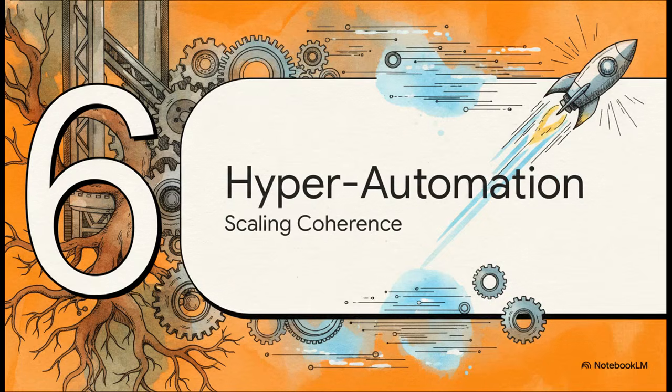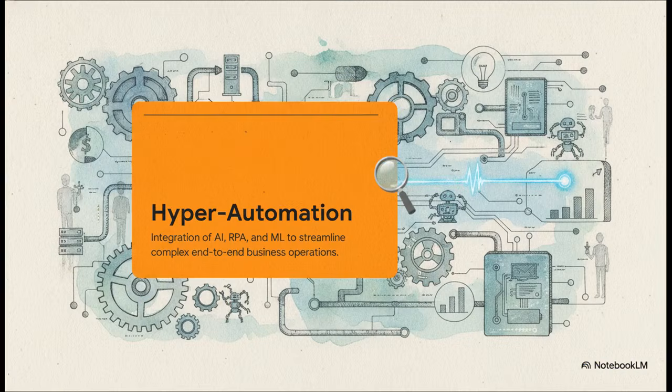Finally, Section 6, Coherent Hyperautomation, Scaling Operational Coherence. Let's see how all of this foundational alignment sets you up for the ultimate operational scaling. Once you are structurally sound and governed, you can unleash real speed with hyperautomation. This is the integration of AI, robotic process automation, and machine learning to streamline complex end-to-end business operations.